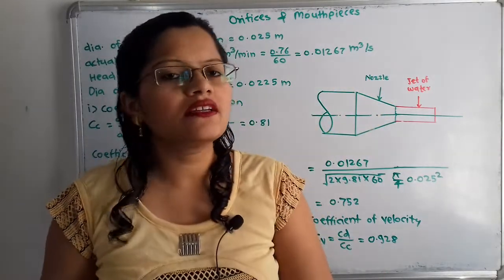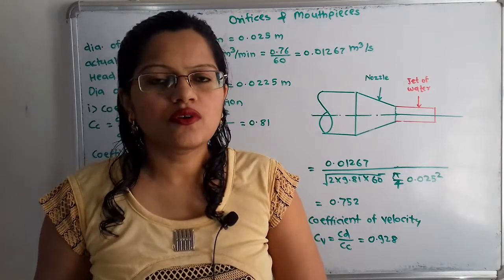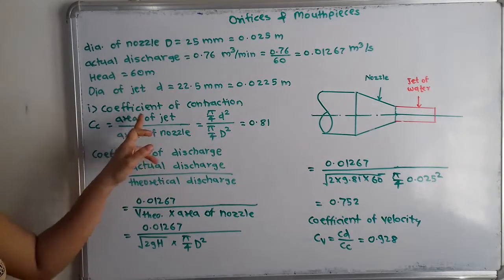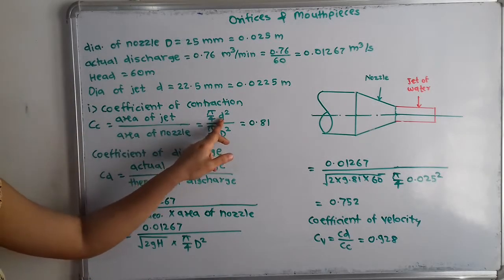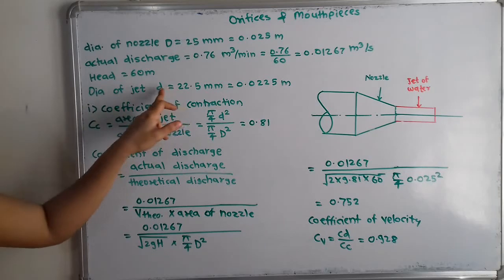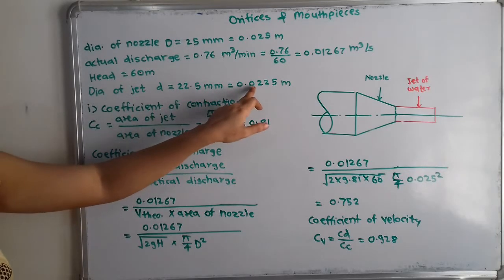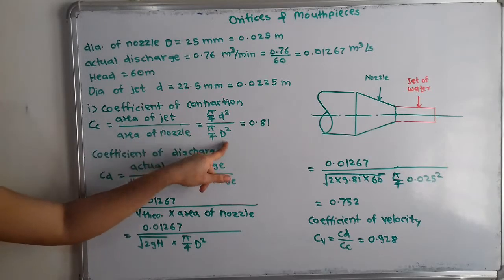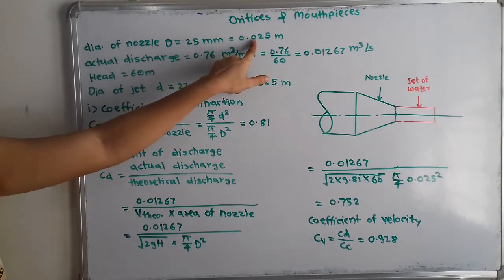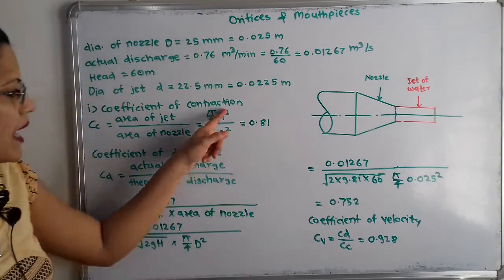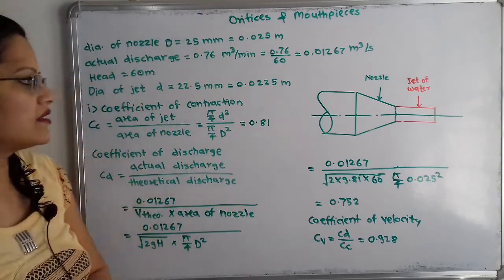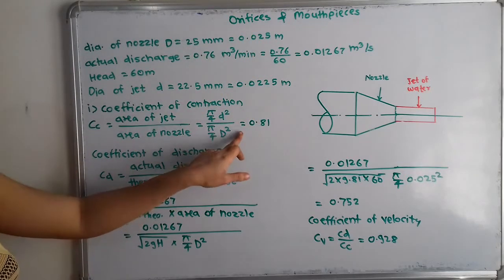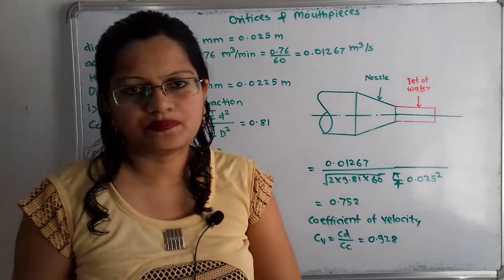They both have circular cross sections. So how to calculate it? Pi by 4 d square. So we will take the area of the jet, that is pi by 4 small d square, where d is equal to 0.0225 meter. And then the area of the nozzle, that is pi by 4 capital D square, where D is 0.025 meter. This pi by 4 gets cancelled and we have to take the ratio of the squares of these diameters, and the answer is 0.81.